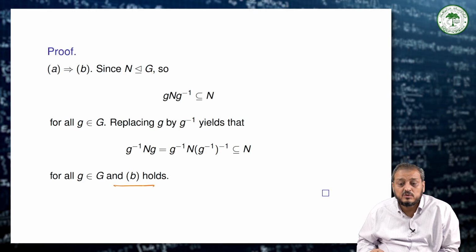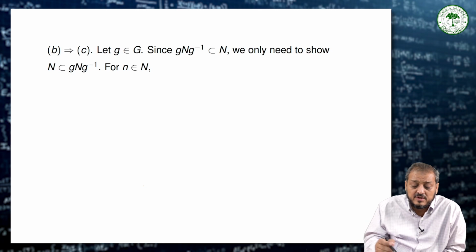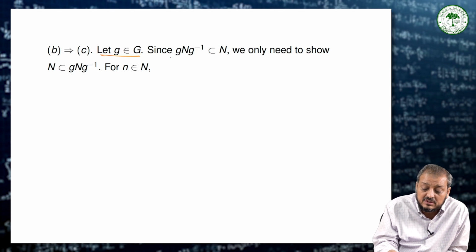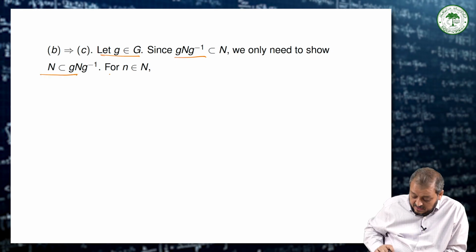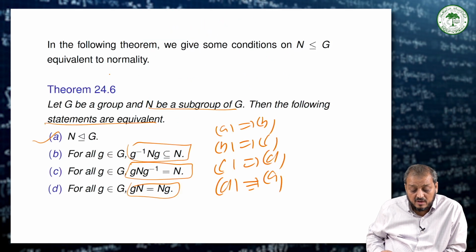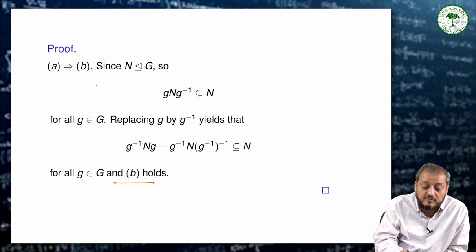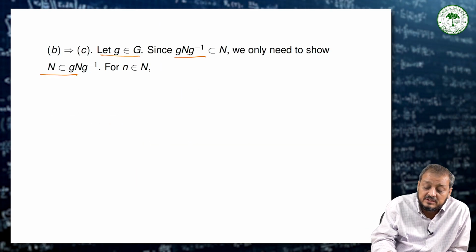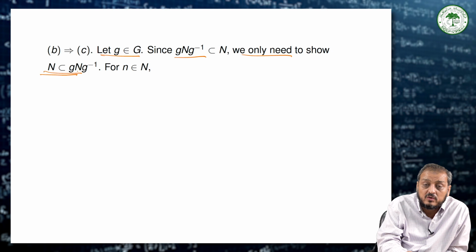Next we show that B implies C. One way is very true: let g be an element of G. Since g n g inverse is contained in N, we only need to show that N is contained in g n g inverse. So we just take g n g inverse contained in N, and we need only show that N is contained in g n g inverse.